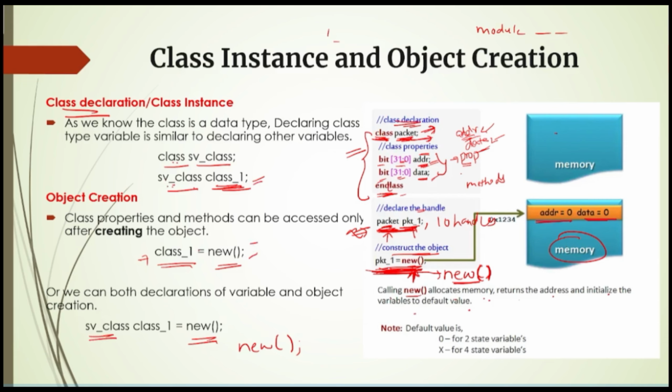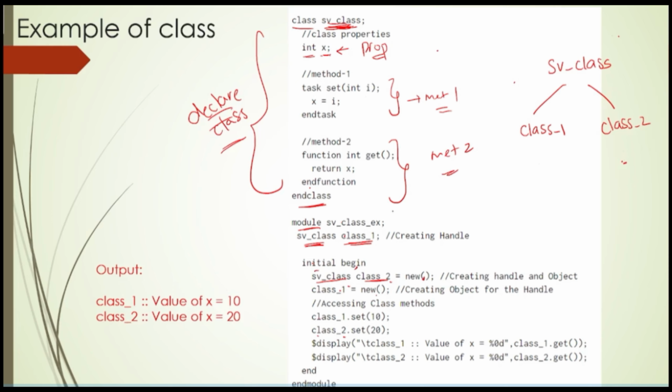Like here, instead of writing it in two steps, you can just create the handle and then construct the object for that particular class. Similarly, for one handle I have created it individually, and for the second I have done both handle declaration and object creation in one step itself. Hope you got the idea on what I'm doing here.